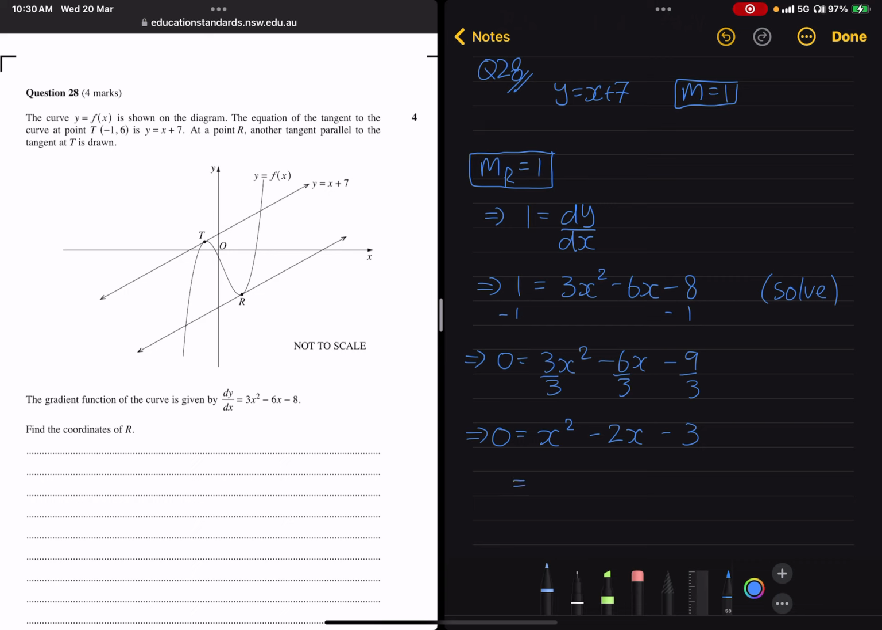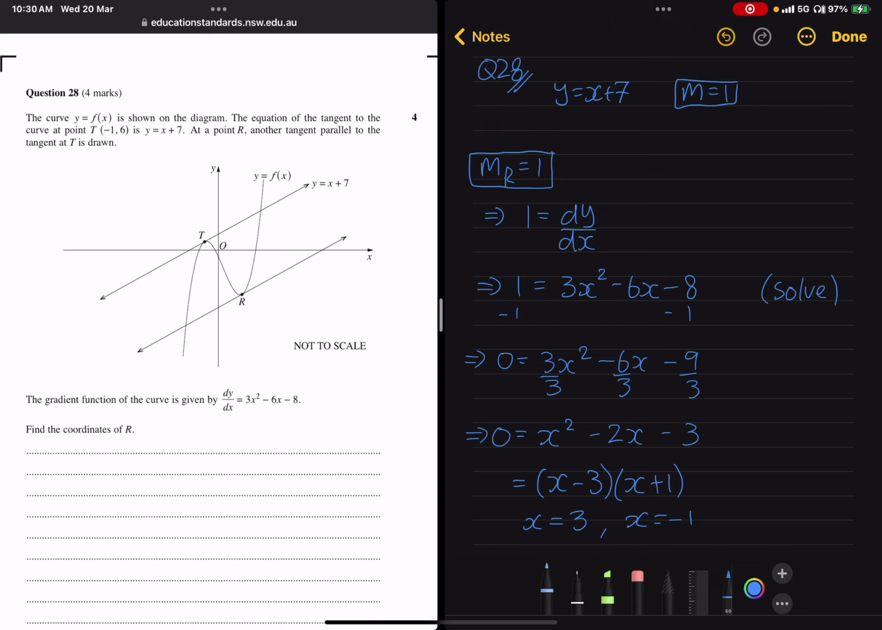Now of these two values, x is minus 1 is actually point T. And you can see this because it tells you that the equation of the tangent to the curve at point (-1, 6) is y equals x plus 7. Well, we've just solved where this curve has tangent slope of 1, and it's shown us that this is true at minus 1 and at 3. Well, T is the one where it's minus 1. And this means that R is the one where the x value is 3.